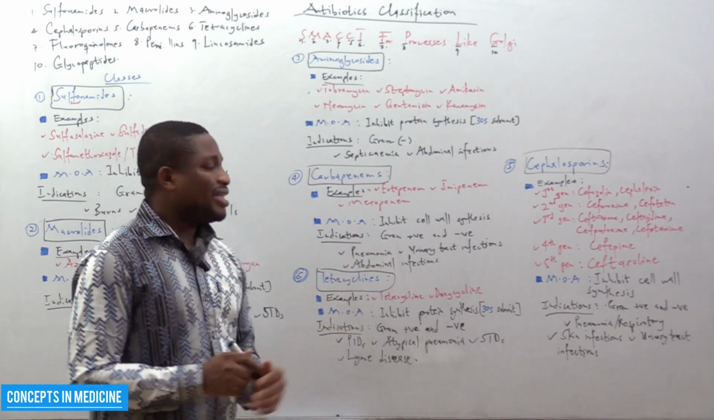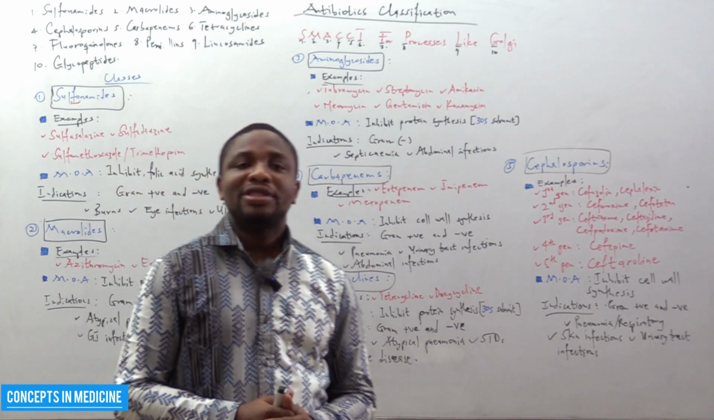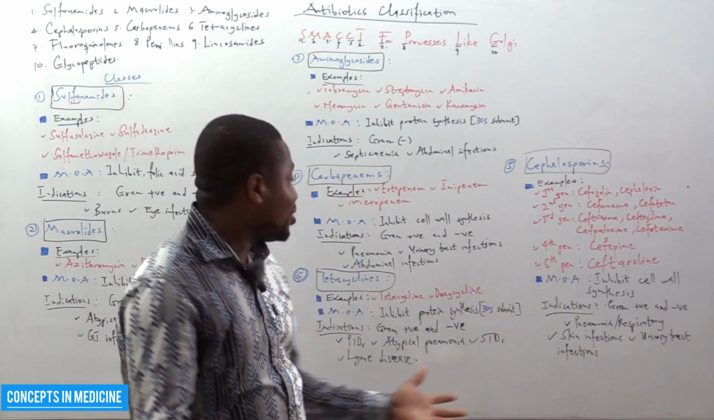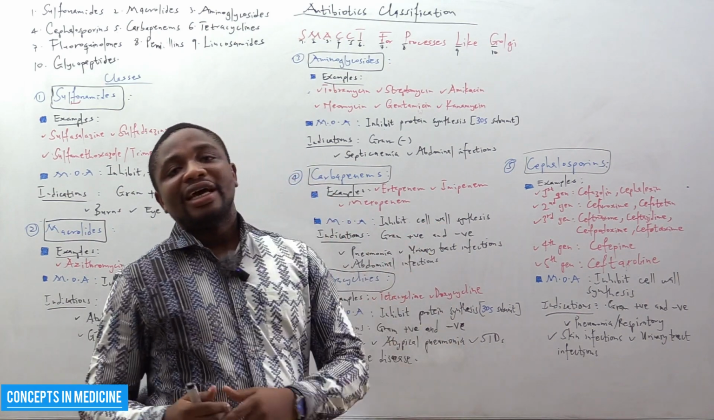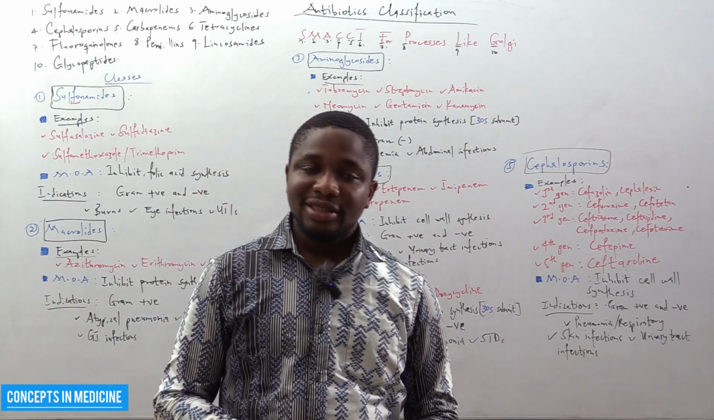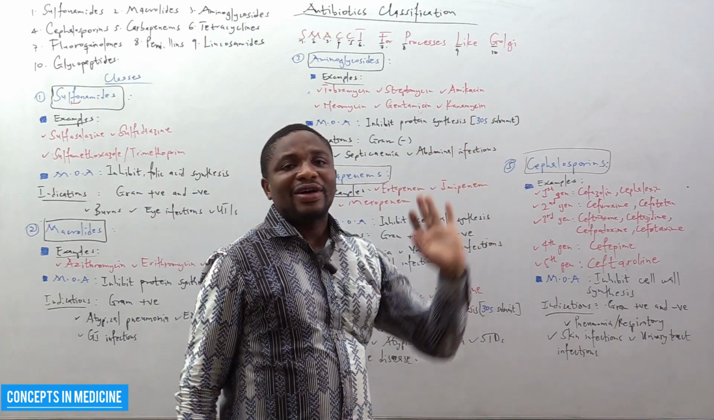Okay, for their indication, they can be used for both gram-positive and gram-negative. And what are some of the conditions they can be used for? Pneumonia, urinary tract infections, and what? Abdominal infections.